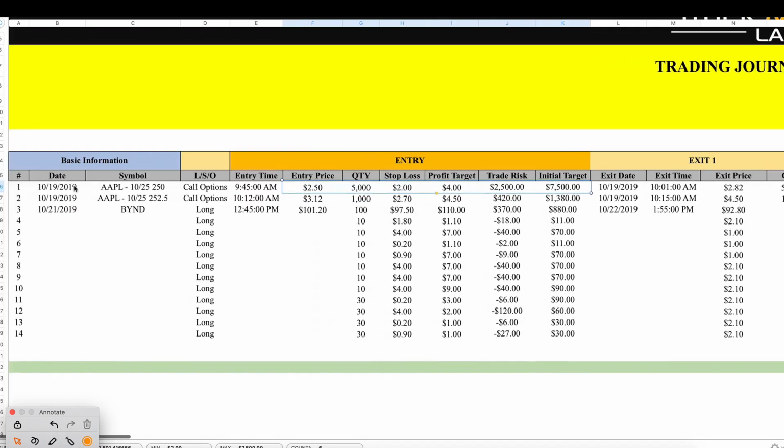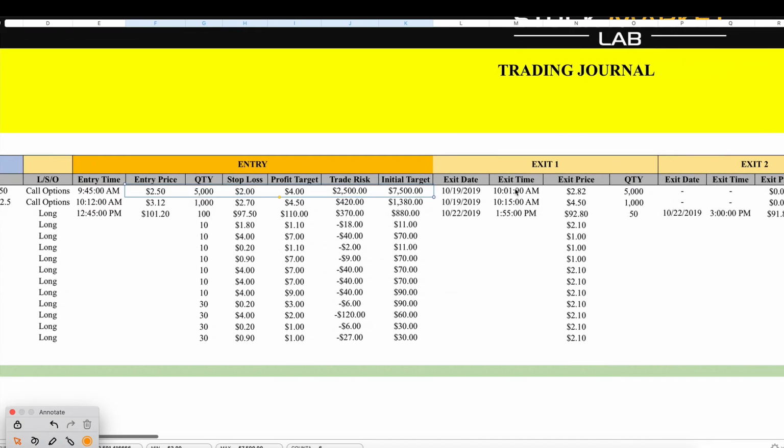So we got out the same day, 10/19 at 10:01 a.m. We held the trade for about 16 minutes, right? And you guys can get all of this information from your broker statement. Whatever platform you're using, you can just download it and look at your transactions, and it'll obviously show you what time you entered, exited, and all that good stuff, right?